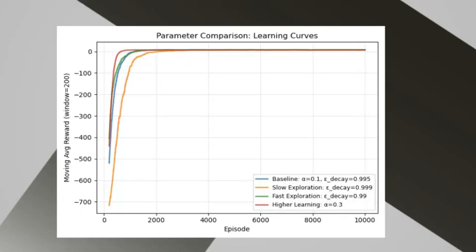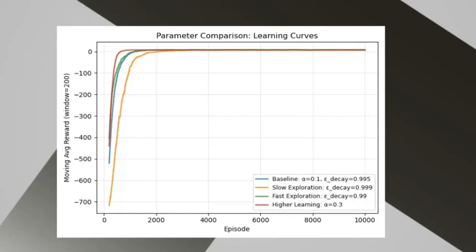So the baseline here is the alpha 0.1, epsilon decay that we used was 0.995, and then the gamma is 0.99 for all of these, and the epsilon goes from 1 to 0.05 for all of these that we're looking at. And so you can see here with the slower exploration decay, I set that epsilon decay to 0.999. The faster exploration decay, I set to 0.99. And the higher learning rate, I set to 0.3.